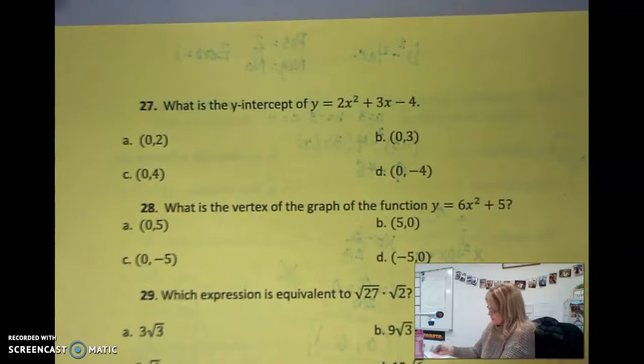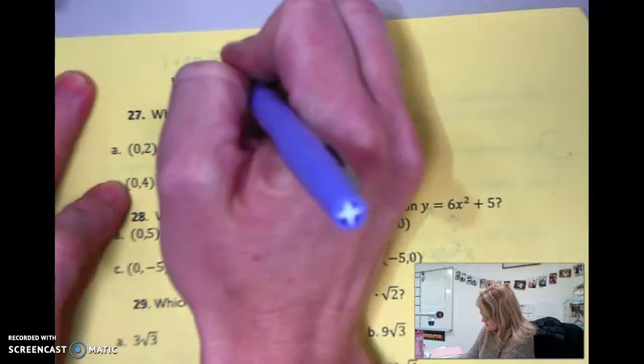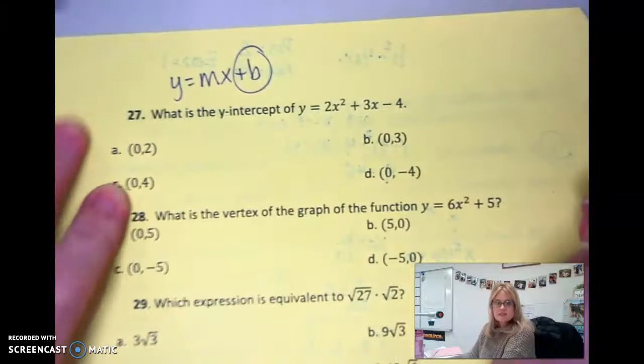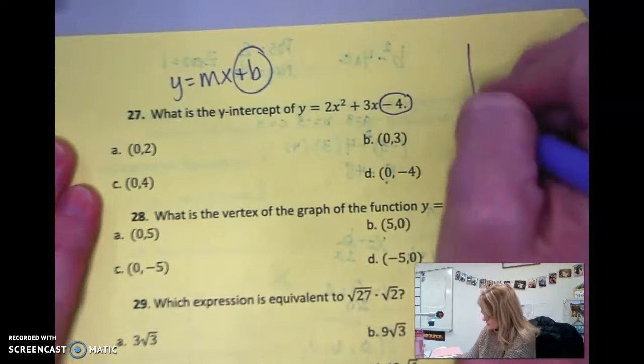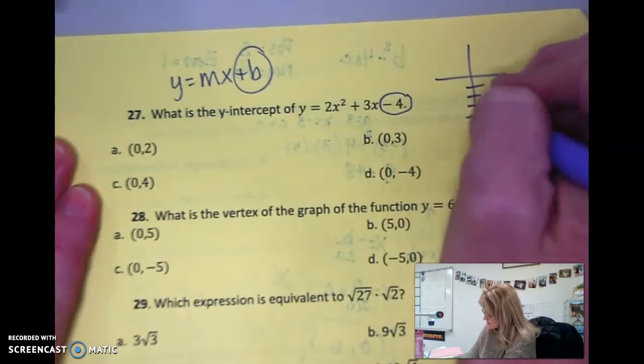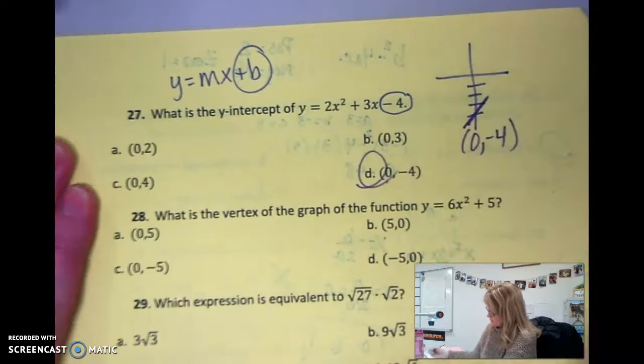Remember when we're looking for the y-intercept, it's no different than when we used to do y equals mx plus b. That constant is always the y-intercept. So our constant is negative 4. That means it crosses the axis down here at negative 4, which is the point (0, -4).